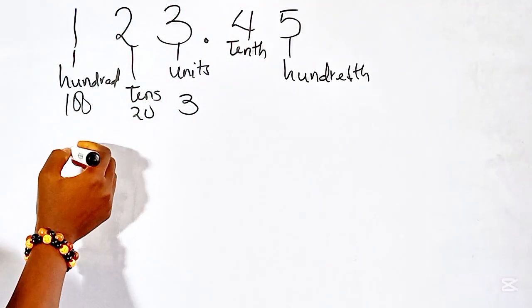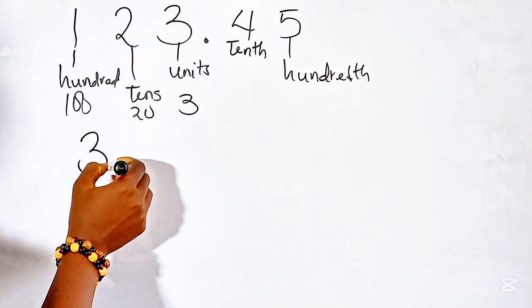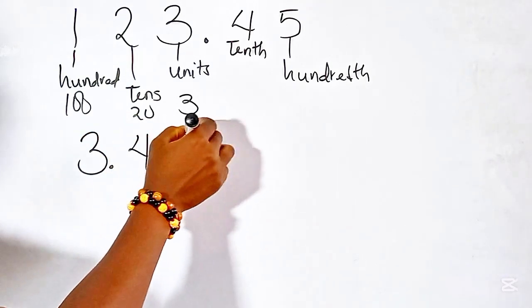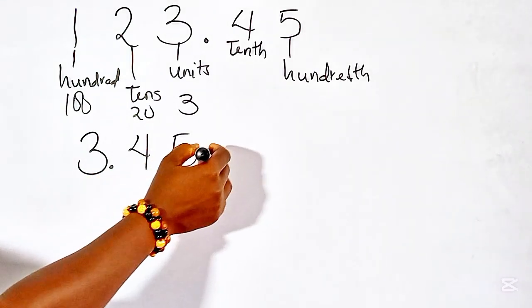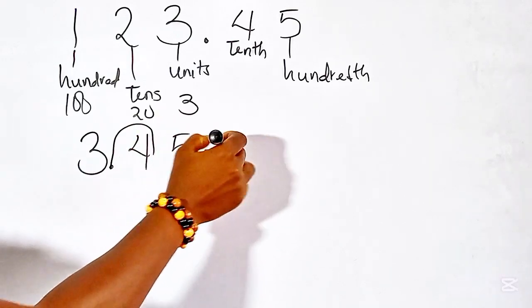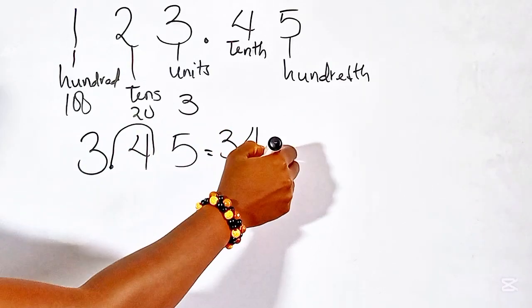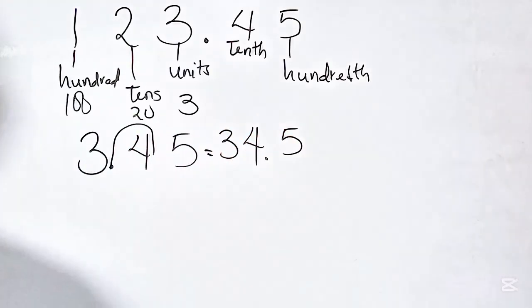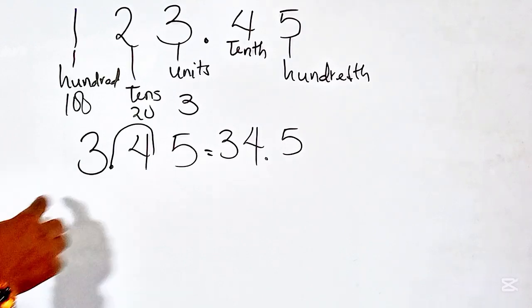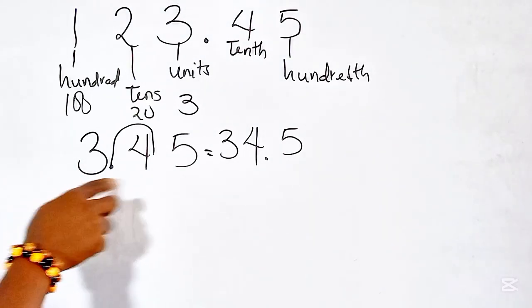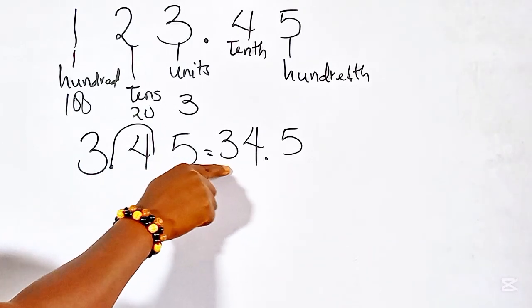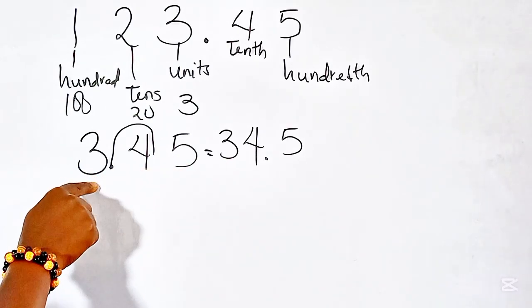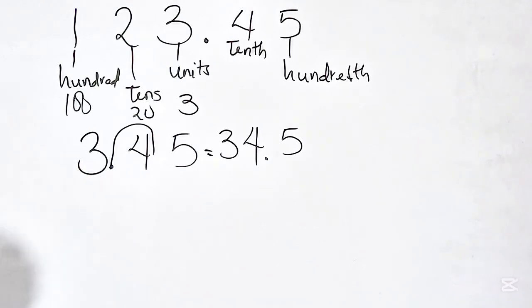Okay, so now let's say we have 3.45. What happens if we move the decimal point one place to the right? That means it's going to become like this, right? 34.5. What do you observe? The 3 that was in the unit place is now in the tens place. That's 30. So it is now 10 times bigger than its former value.